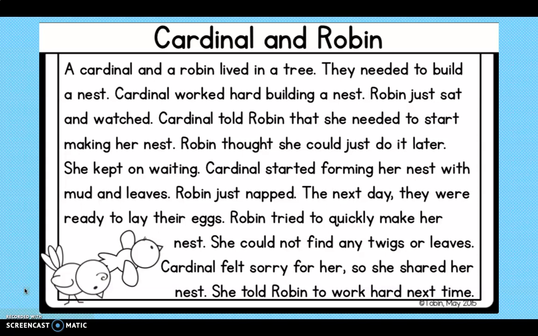A cardinal and a robin lived in a tree. They needed to build a nest. Cardinal worked hard building a nest. Robin just sat and watched. Cardinal told Robin that she needed to start making her nest. Robin thought she could do it later. She kept on waiting. Cardinal started forming her nest with mud and leaves. Robin just napped. The next day, they were ready to lay their eggs.